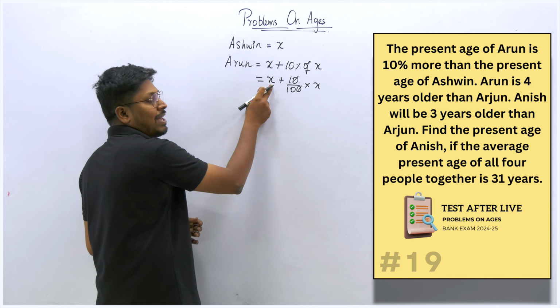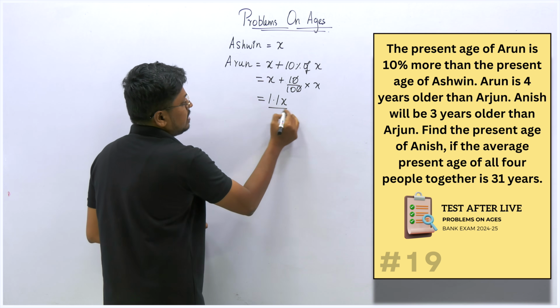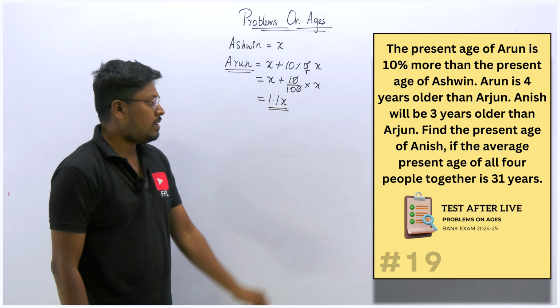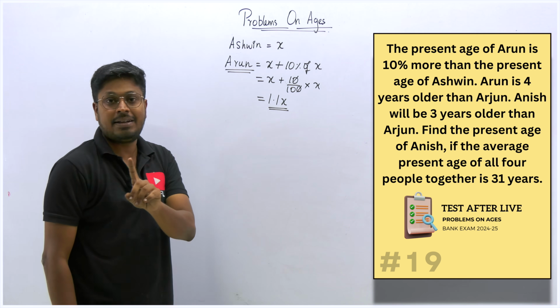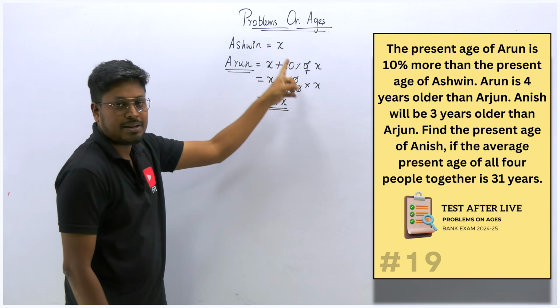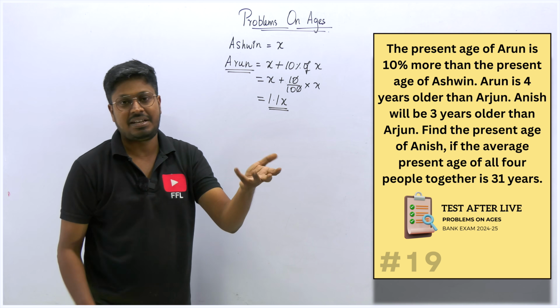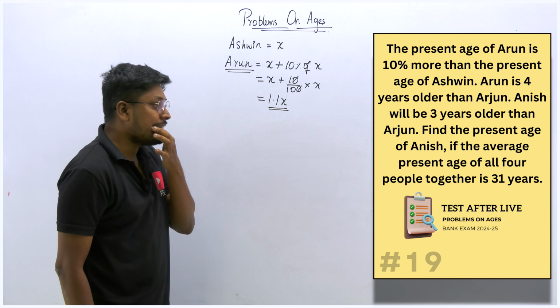So already we have x here. 1 plus 0.1 will be 1.1x. So we can say the age of Arun is 1.1x. So if you frame like this, you can solve the question easily. But at the time of exam, you don't want to write all these steps, right? So initially take it as, if it is 10% more, take it as 110%. That's it. So 1.1x. So now what is the third person?